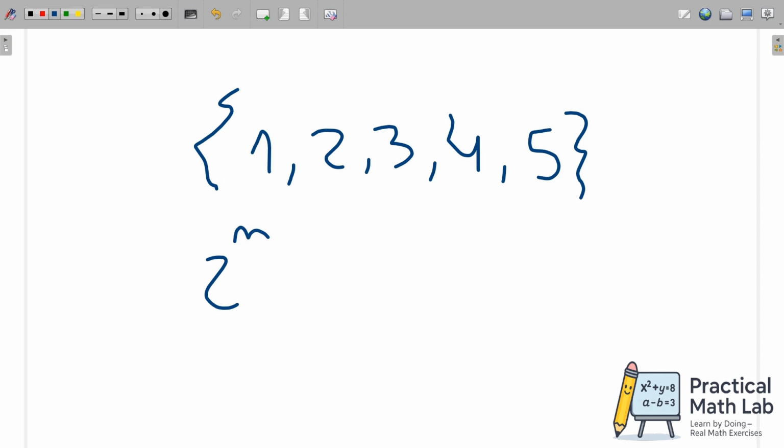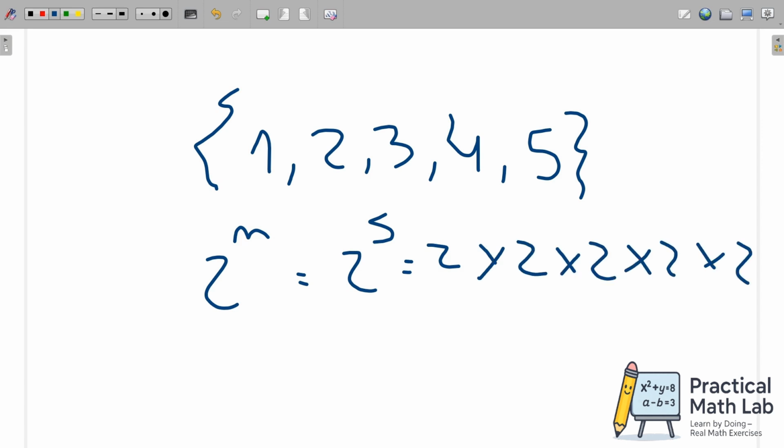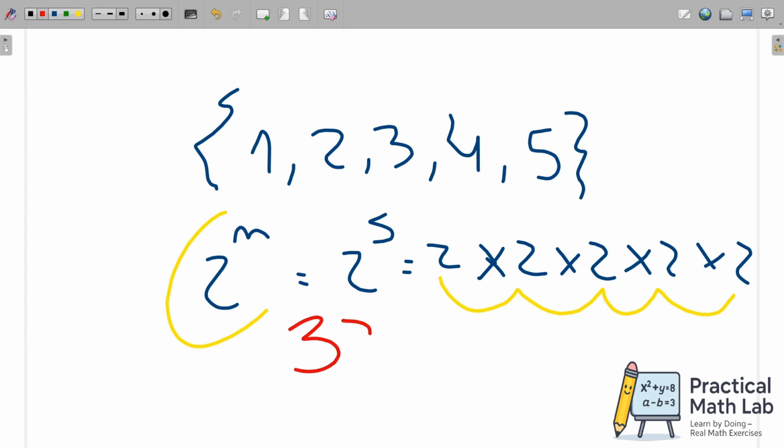If the set has 5 items, then it's 2 to the 5th power, which is just 2 times 2 times 2 times 2 times 2, 5 times, right? So 2 times 2 is 4. 2 times 4 is 8. 2 times 8 is 16. 2 times 16 is 32. So, in a quick way, by applying the formula 2 to the n, we find the answer, which is 32 subsets, letter B.